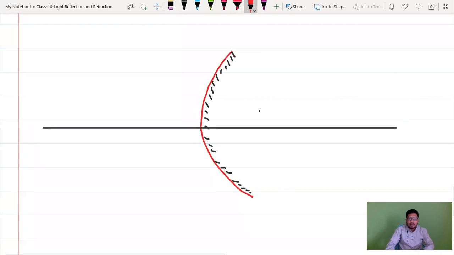Now let us mark. This point is pole P. This point is focus F. This point is center of curvature C. But as I told, it is C1, F1, and this is F2, C2. Next, object is placed at infinity, right? Now let us try to place an object at infinity. Here, let us consider one object is present. Now, same as the first diagram in concave, what do we have to do?